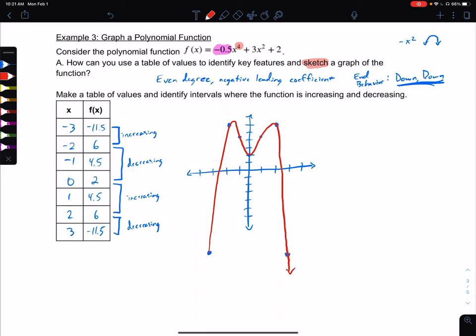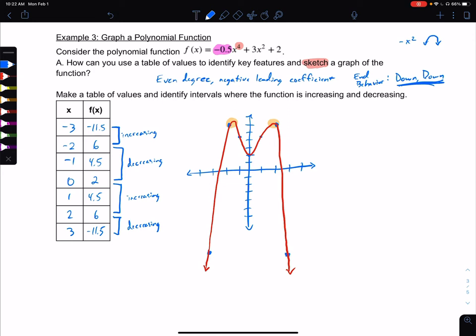And my end behavior is down, down. So that matches up, that's good. Now, here's a couple things I want to point out. I have no idea if this turns exactly right here like this. This graph may continue to go up like this and then turn down this way. All right, it's possible. We don't know that exactly because we just have this table of values. We don't have all of the points.